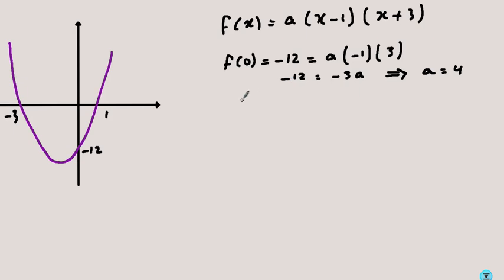You have your quadratic. And it can be written as f of x equals 4 times x minus 1 times x plus 3. And you can factorize it if you wish.